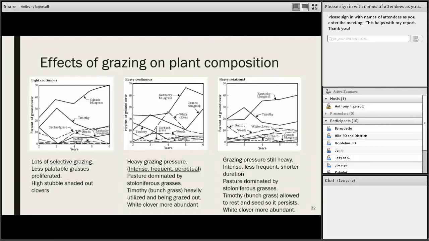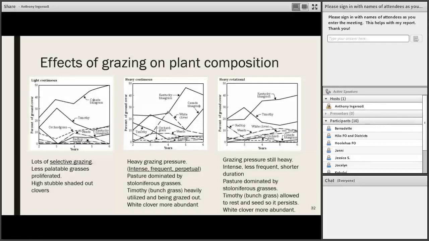Timothy grass also pretty much disappeared from the stand because it was just repeatedly grazed off and never had a chance to recover. The Canada bluegrass recovery in the final year was because of a weakened Kentucky bluegrass stand because of the drought. And so we're seeing different levels of intensity, frequency, and duration and the impact on pasture species composition.